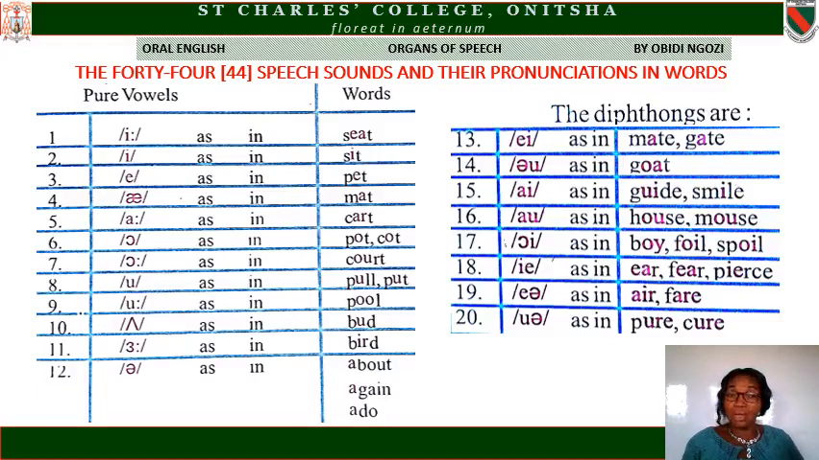20 is u. We have u in our language, so we don't find it difficult. Then we have the difficult schwa sound, as in pure and cure. We also have it in poor. You say that somebody is poor, not poor. She's a poor man. She's a poor woman.